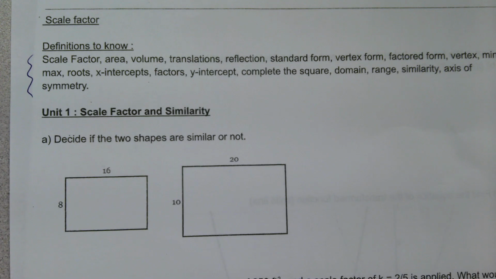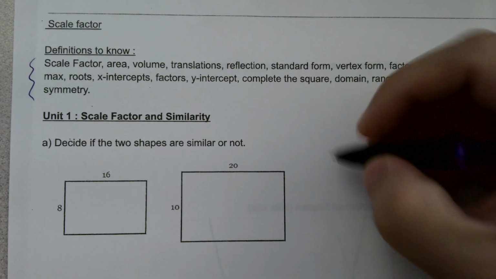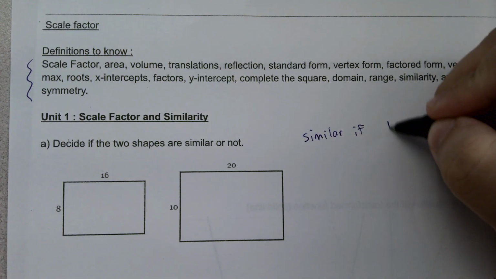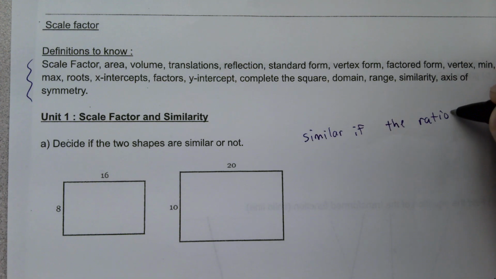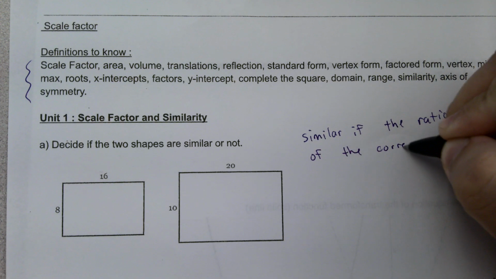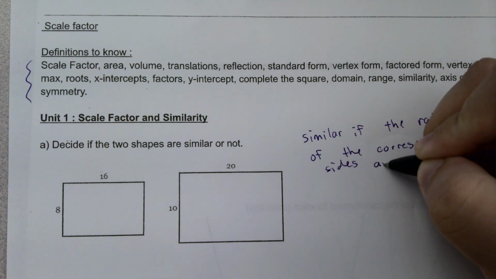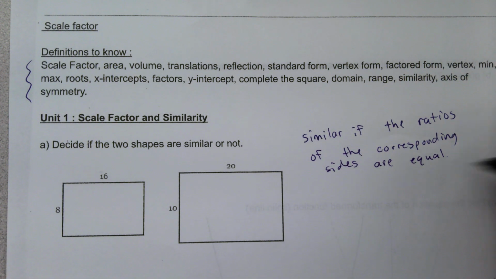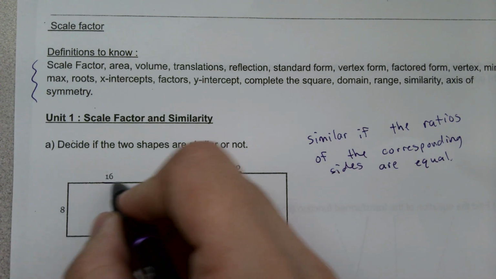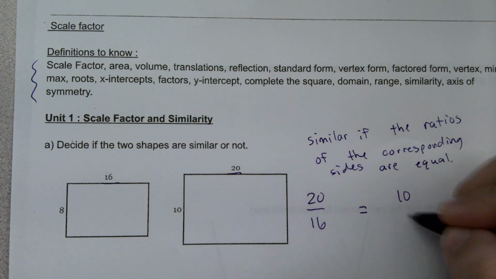A, it's not on the final, but let's do it anyways. It says decide if the two shapes are similar or not. They are similar if the ratios of the corresponding sides are equal. In math terms, what this means is they are similar if 20 divided by 16 is equal to 10 divided by 8.